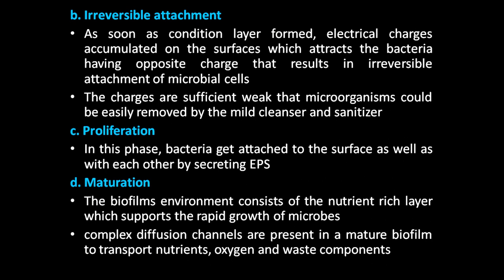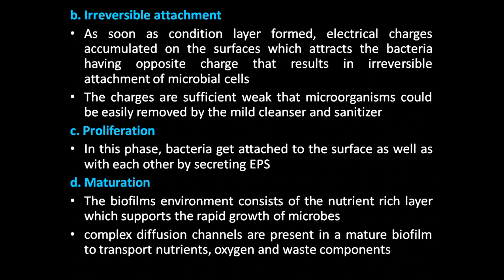One group of organisms attaches on the surface of another kind of organisms. The third group of organisms will be attached on the second group of organisms. So in these cases, the second group of organisms cannot be easily liberated from those places. That is the irreversible attachment. The charges are sufficiently weak that microorganisms could be easily removed by a mild cleanser and sanitizer. So these kinds of cleaning agents can easily detach this kind of biofilm from the area where they are attached.